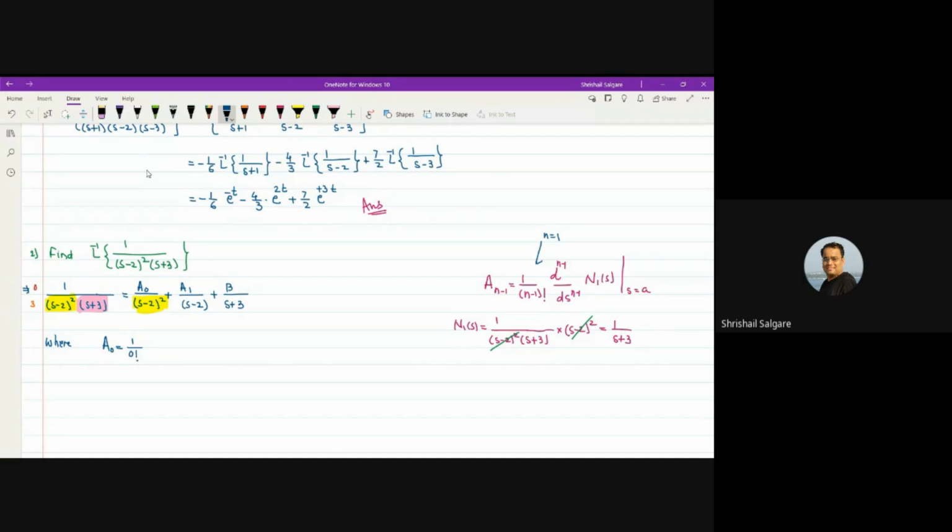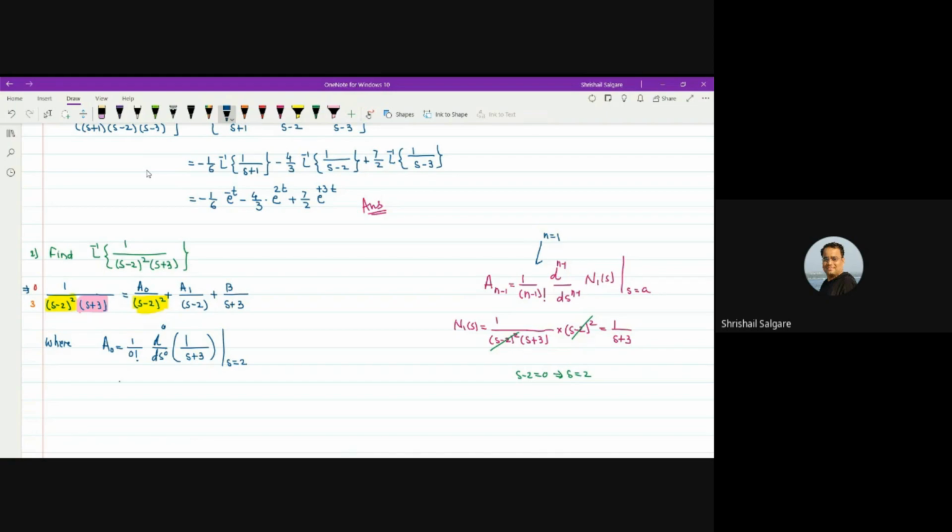Right? Into d by ds, order of the derivative is 0, into n1 of s. What is n1 of s that you have calculated now? s plus 3. And what is the value of this function at s equal to? You have to put whatever factor is in the denominator equal to 0: s minus 2 equal to 0. So s is equal to 2. Value of this function at s equal to 2.